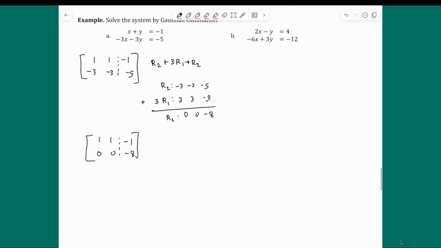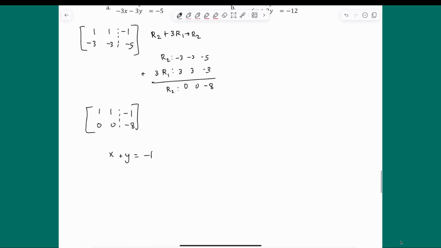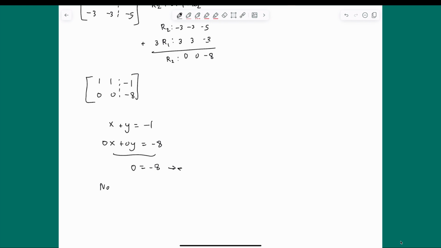And then notice that we are not going to be able to get a 1 in this particular entry. The reason is, if you rewrite the new system here, we have x plus y equals negative 1. And the second equation means we have 0x plus 0y equals negative 8, which simplifies to just 0 equals negative 8. That's no good. That's a contradiction, right? That's no solution in this case. It means the lines don't intersect. The system's inconsistent, and the equations would be independent.